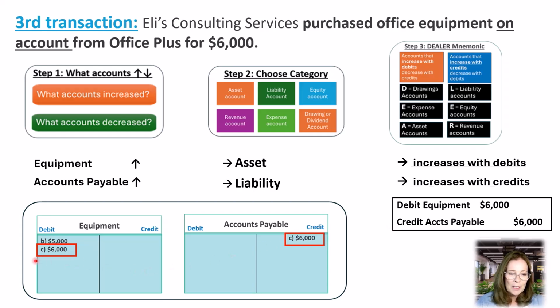We write the transaction ID C and the amount of $6,000 into the debit column of the equipment account. We don't need to create a new one because we already set one up for the last exercise. Next, we create a T account for accounts payable with debits on the left and credits on the right, and write the transaction ID C and $6,000 into the credit column of the accounts payable T account. Let's move on to transaction number 4.